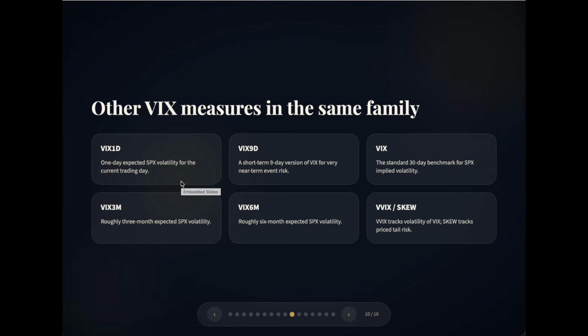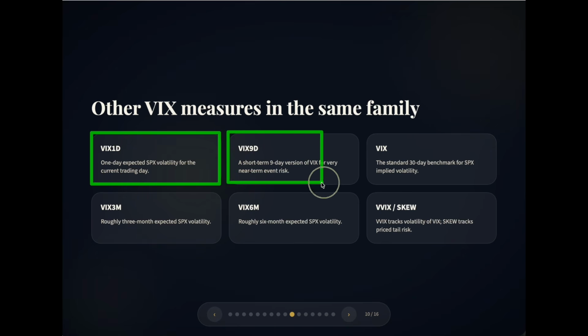And these also apply to SPX options. First, we have the VIX 1-day, VIX 1D. And as you may have guessed, this is a 1-day expected SPX volatility for the current trading day. Next, we have the VIX 9-day. And this is a shorter term 9-day version of the VIX for very near term event risk.